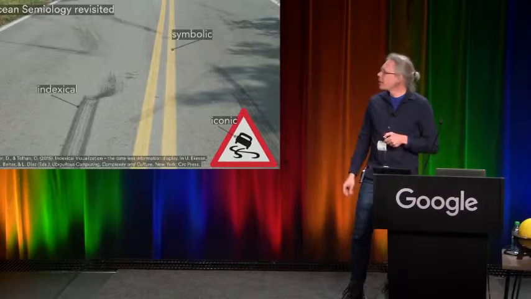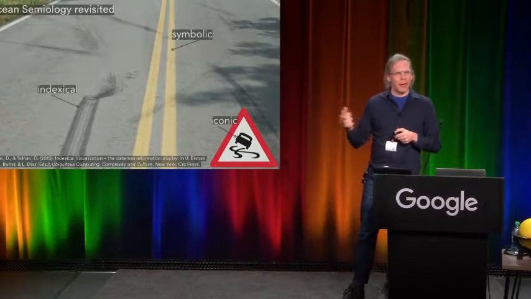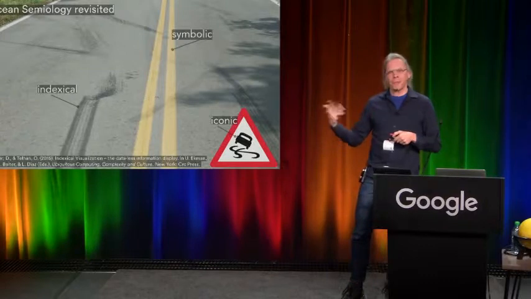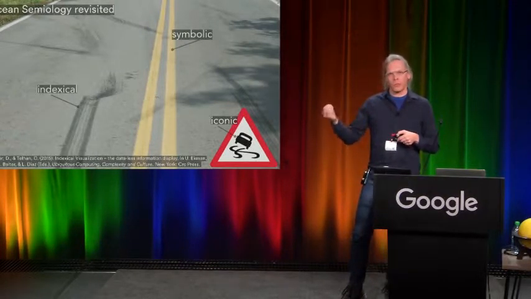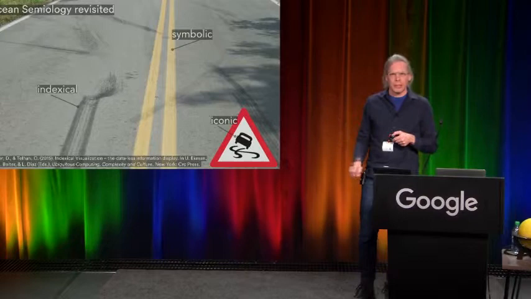So the line in the middle is a symbolic sign that is defined by a convention, cultural convention. The iconic sign works with similarity, and the indexical sign works through an existential connection between what we see and between what has happened. So there's a kind of causality implied.